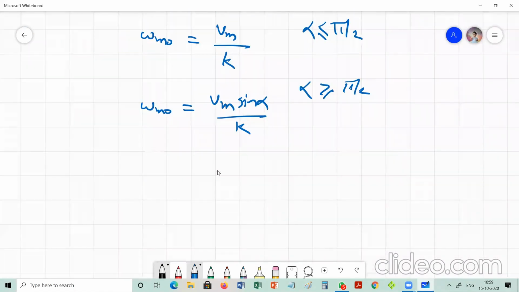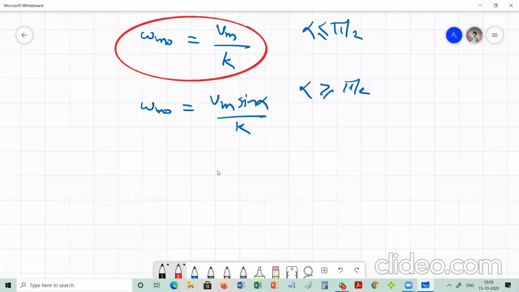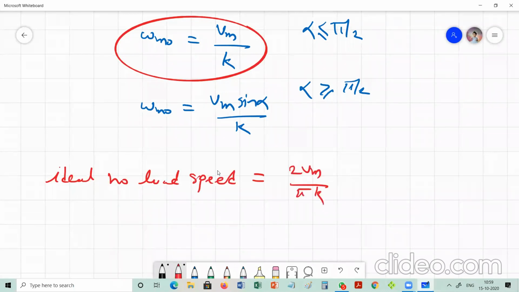Okay, so obviously from these two values we can observe that this is the maximum no load speed, Vm by k. Earlier the ideal no load speed was equal to 2 Vm by pi k. Now the maximum no load speed we have found out, which is equal to Vm by k.